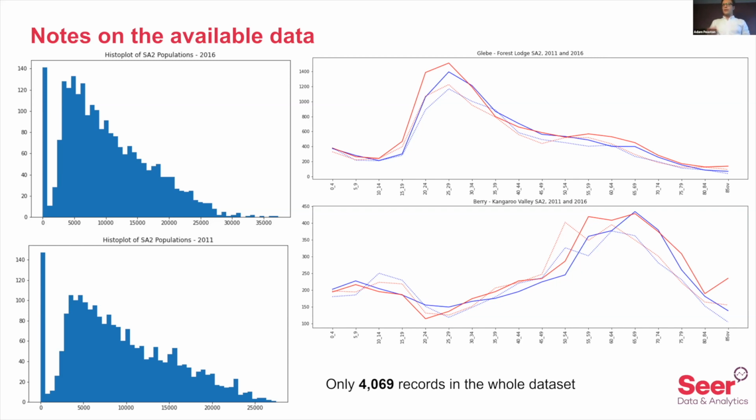You can see there that in both of those years, and this is by design by the ABS, the largest number of SA2s have a population of around 5,000. That's the modal or most common size of a population, with an average of probably in the vicinity of 10,000 people. So that's the size of the population that we're modeling when we're producing the results of this model.